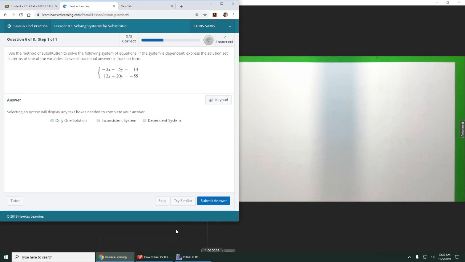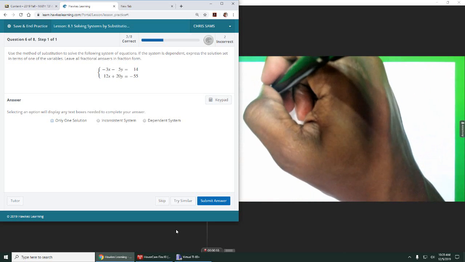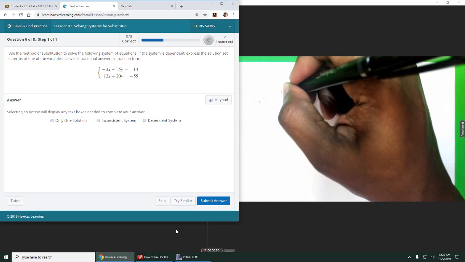All right, number 6, we have another system of 2, and it says substitution, but again, I would not recommend substitution in this form, only when x is 1 or y is 1, and it's easy to solve for the other. In this case, it's going to be better to do elimination. So we're going to do elimination as well here.